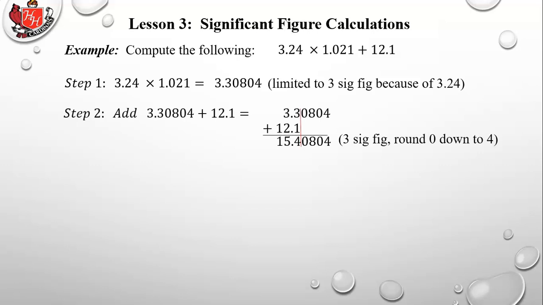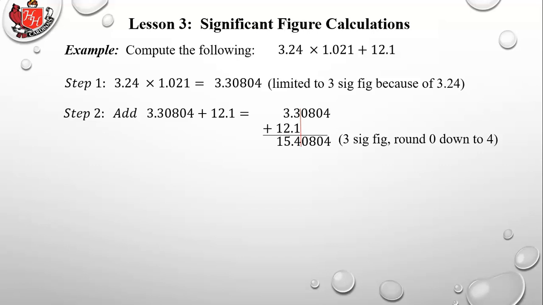Now step 2 is you add that to the final number in the problem, which is 12.1. And you see we do that the same way as we did on the previous slide. We line up the decimal points, and we draw a line next to the digit after the decimal point of the number with the least number of digits. That's 12.1. So we draw a red line right there. And then we extend it up and down. We add those up, we get 15.40804. Now that's 3 significant figures.